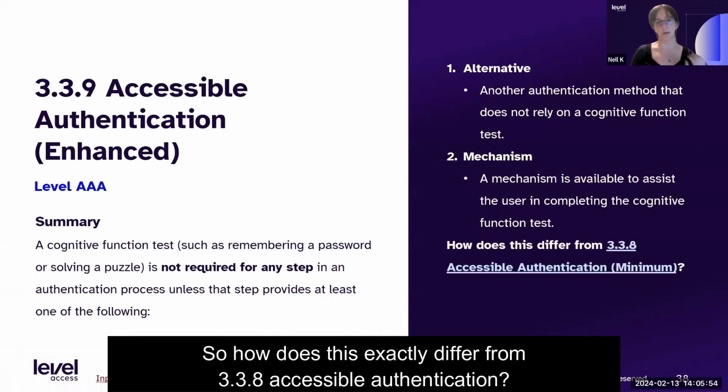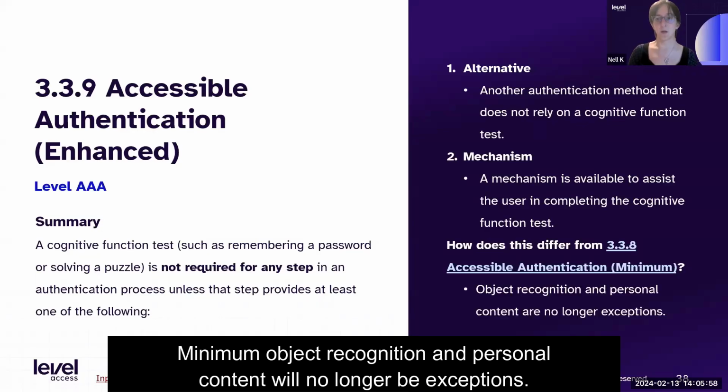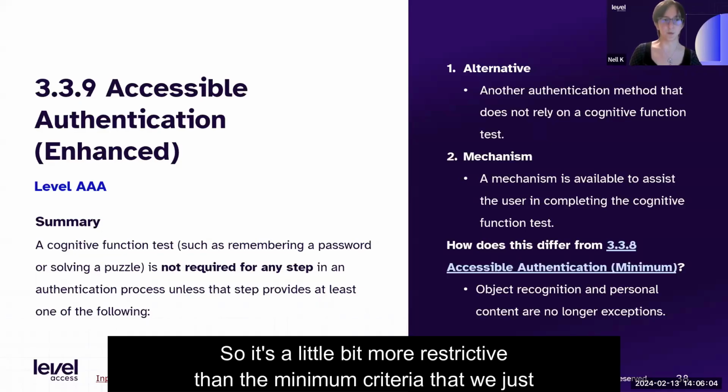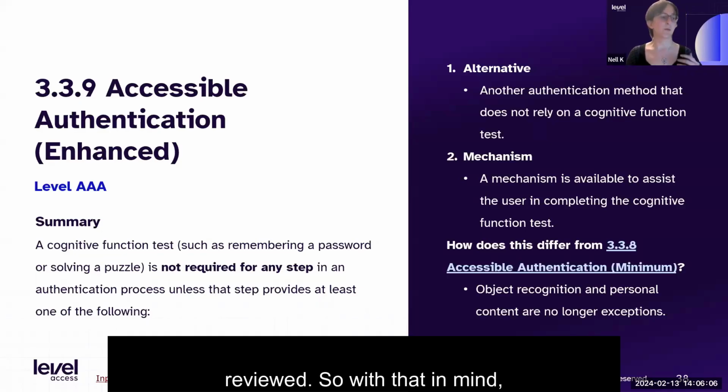So how does this exactly differ from 3.3.8 accessible authentication minimum? Object recognition and personal content will no longer be exceptions. So it's a little bit more restrictive than the minimum criteria that we just reviewed.